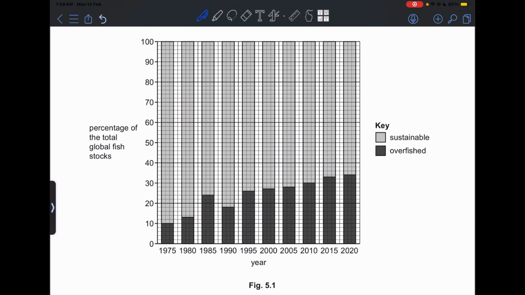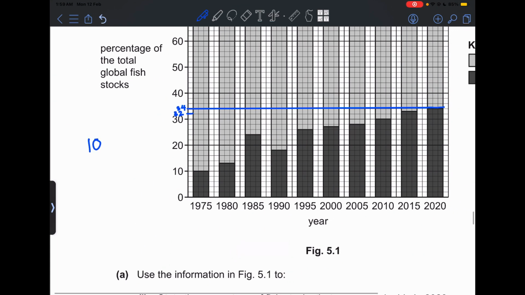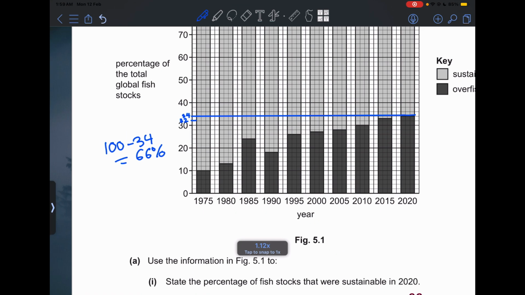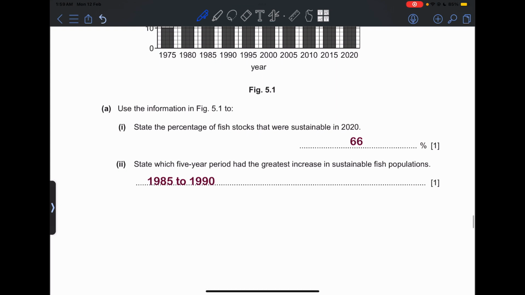So how will you find out the percentage? You're going to get the sustainable minus the overfished. So over here we have the overfished. You're going to see what their percentage is over here. I'm going to zoom in. This is actually going to be 32, and this is 34. So you're going to be minusing 100 minus 34, and this is going to give you 66%. So this is the sustainable fish stocks.